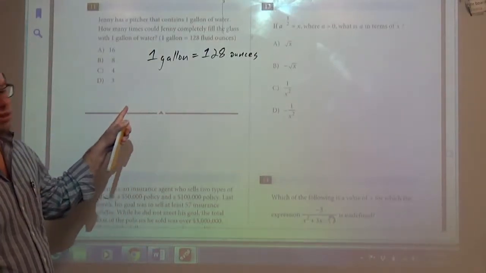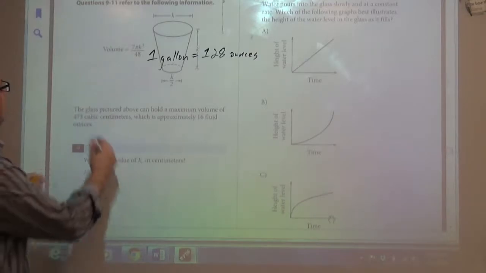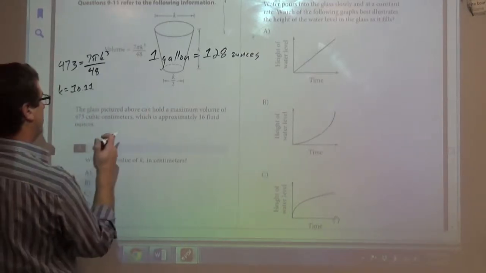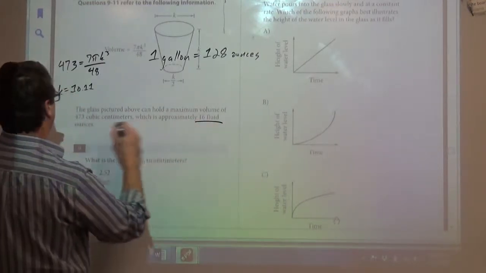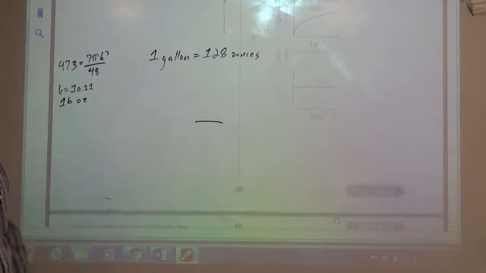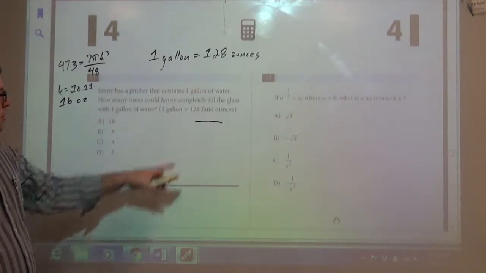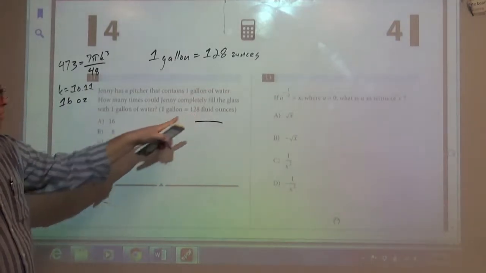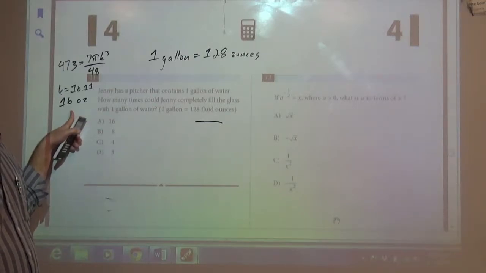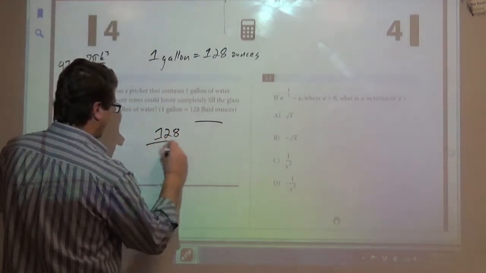Scroll up to our formula again real quick. Alright, so right here, and this holds 16 ounces. Alright, you can scroll back. So basically, I've got 128 ounces and my cup holds 16 ounces. So this is really just 128 divided by 16.